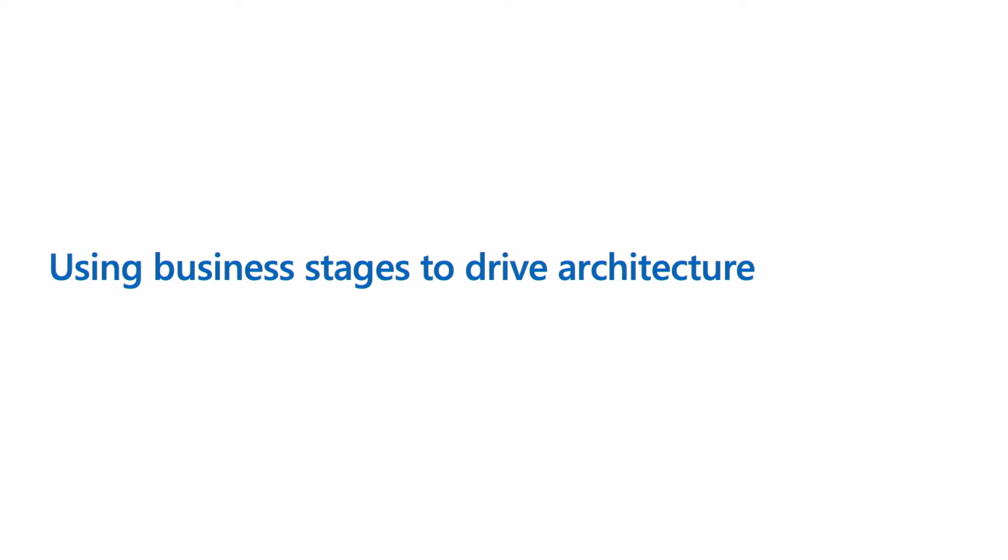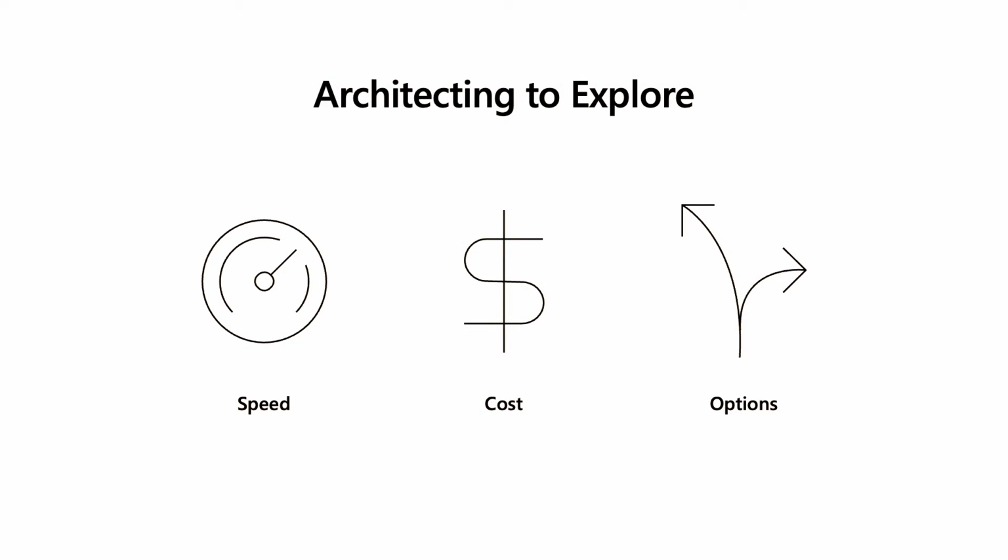So, how do we use these business stages to help us drive our architectures? Well, I want to talk just about the explore and the expand stages and some of the things that we can do and some of the tools that we can use to be able to drive that architecture with that business stage. Now, we've said that exploration is about testing these hypotheses and testing these ideas. And so what we need to optimize for when we're exploring is speed, cost, and options.